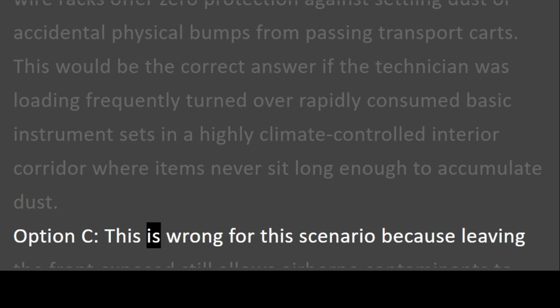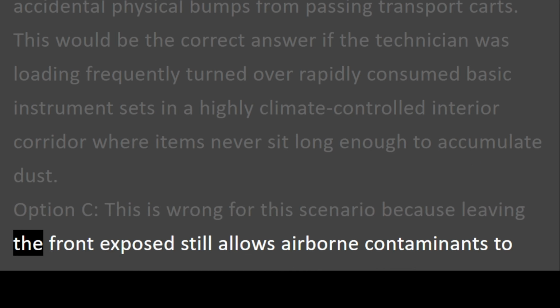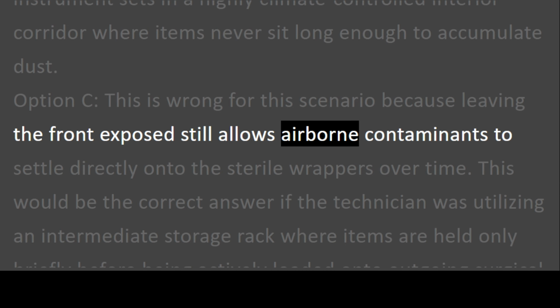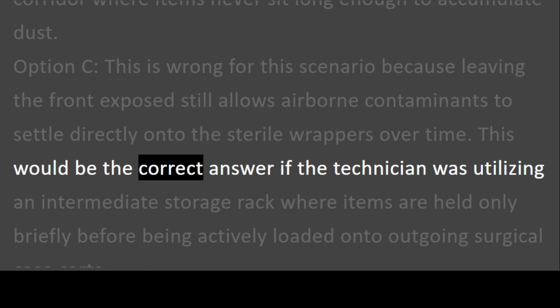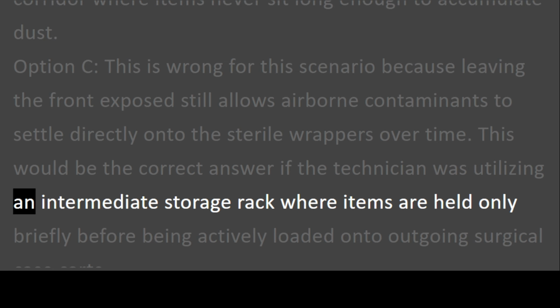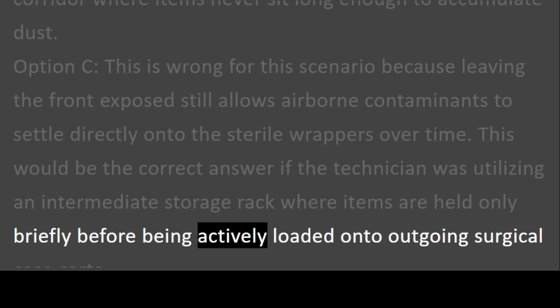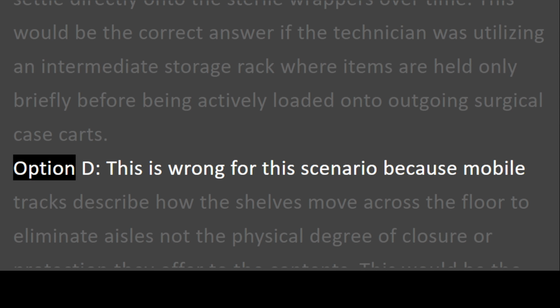Option C. This is wrong for this scenario because leaving the front exposed still allows airborne contaminants to settle directly onto the sterile wrappers over time. This would be the correct answer if the technician was utilizing an intermediate storage rack where items are held only briefly before being actively loaded onto outgoing surgical case carts. Option D.